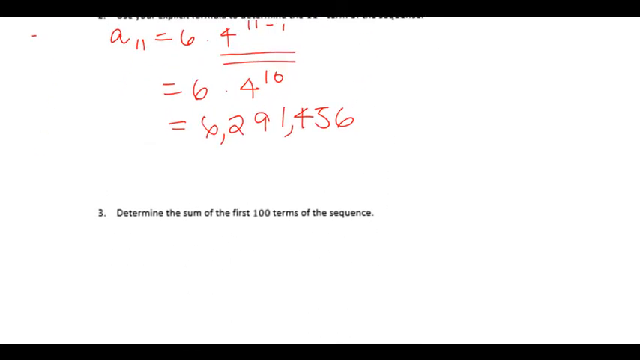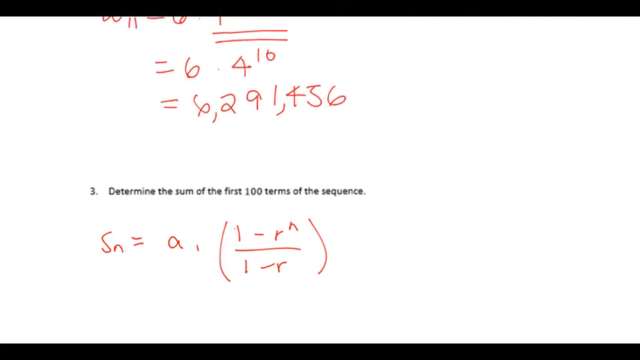Okay, so my very last question is to determine the sum of the first 100 terms of the sequence. This is why we need to know what the sum formula is, because you certainly wouldn't want to figure out the first 100 terms and then add them all together. So S sub n is equal to the first term times 1 minus r to the n over 1 minus r, which is equal to the first term that we used here, 6, times 1 minus 4 to the 100 over 1 minus 4.